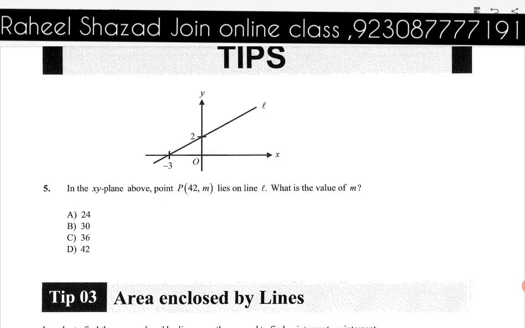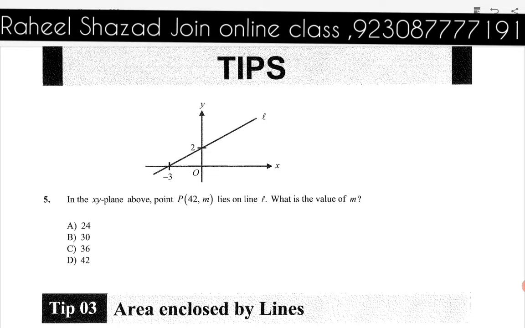So here's the question. Okay guys, I want you to pause my video and try to solve it yourself, and then match this answer with my solution. Okay, I hope you must have done it. Let's see what it says. In the xy plane above, the point P, that is (4, 2) and M... so let it be (4, 2) and M. Here is the point P, that is (4, 2) and M, lies on this line.